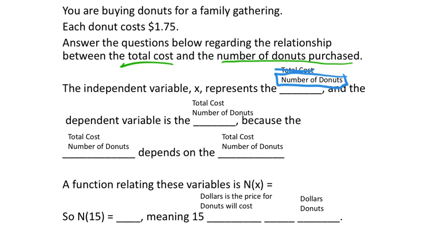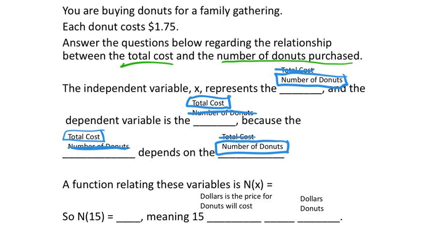So the independent variable x represents the number of donuts, and the dependent variable has to be the other one just by the process of elimination. But again, the total cost will actually depend on how many donuts you have purchased. Because we've got two options here, something depends on, the cost is dependent, so it will depend on the number of donuts that have been purchased.